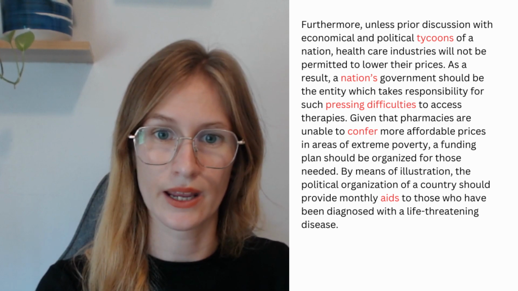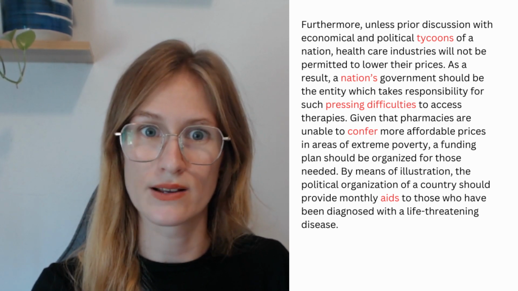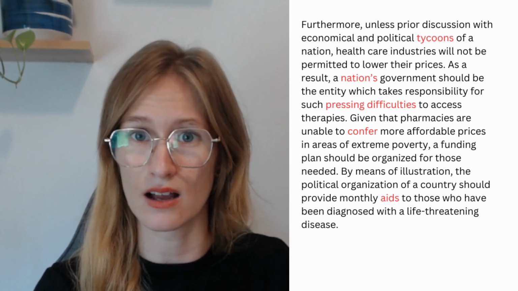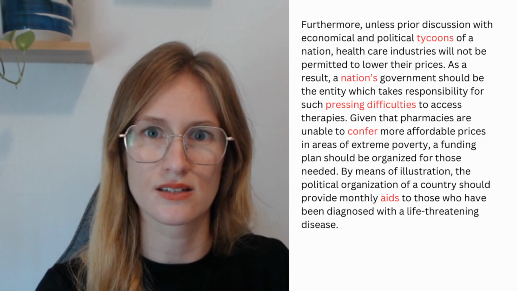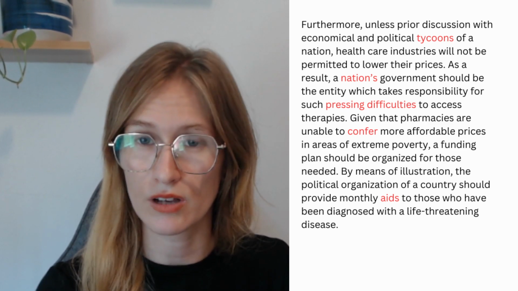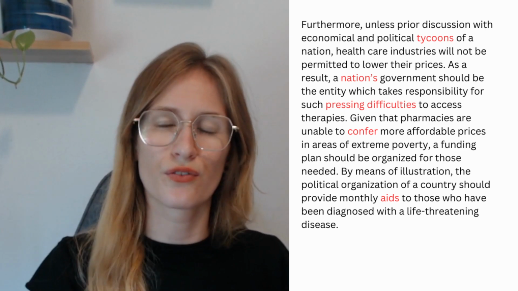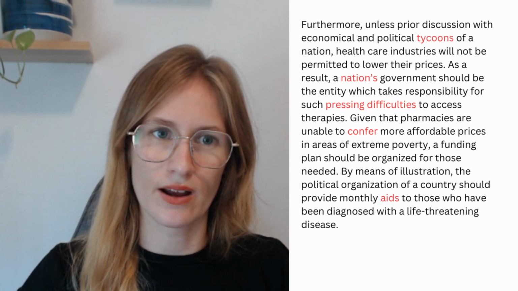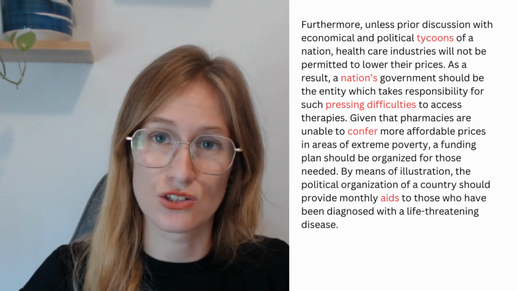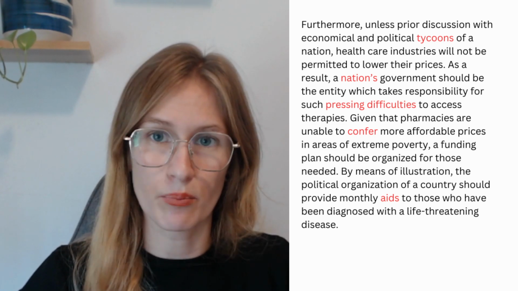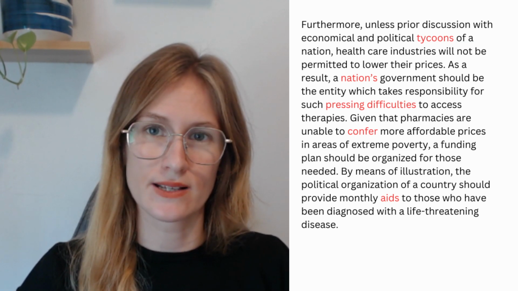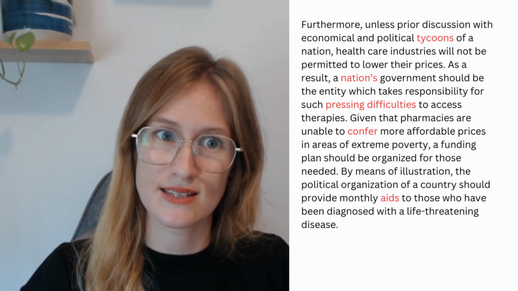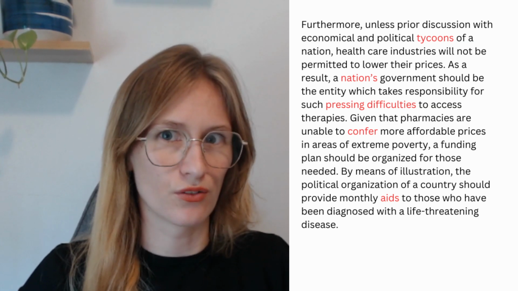"Given that pharmacies are unable to confer more affordable prices." Again, same thing, confer does mean discuss. Yes, let's confer later. We need to confer with the customer, but it doesn't sound natural. Confer means to exchange ideas. But what she is trying to say is they are unable to change the price. They don't have any power to decide what the price is. So this is a decision. So discuss or negotiate would be much better here, or offer an affordable price.